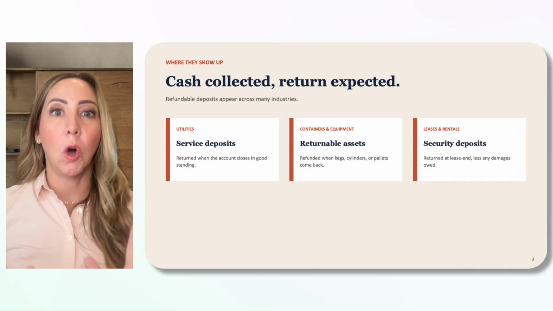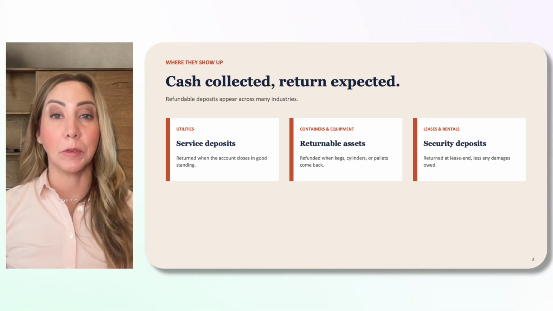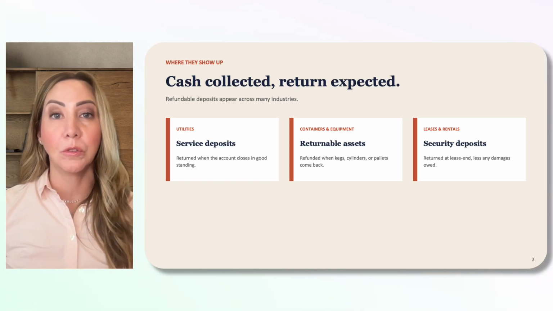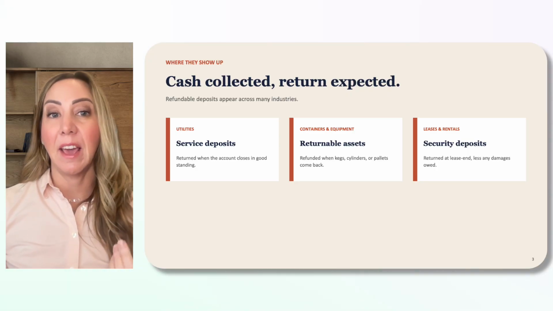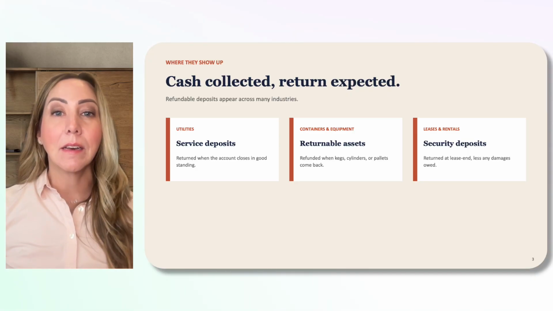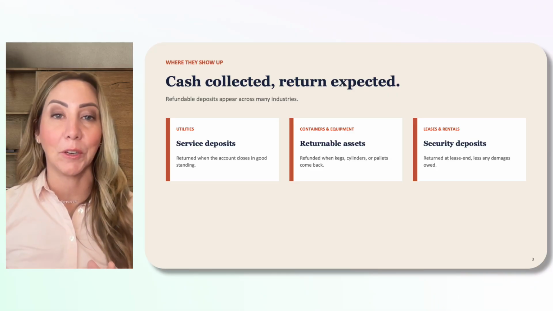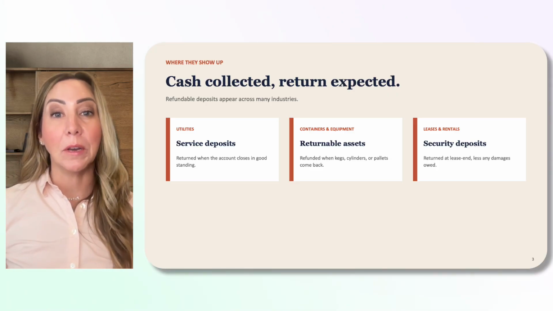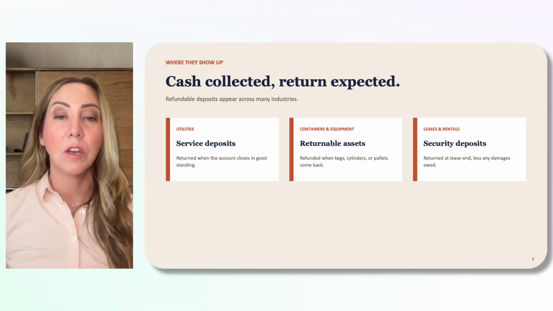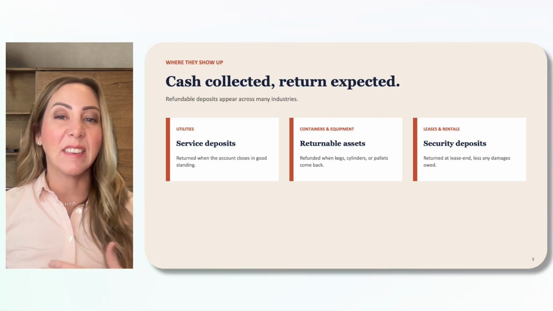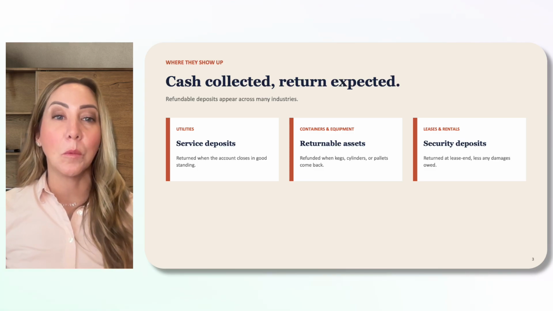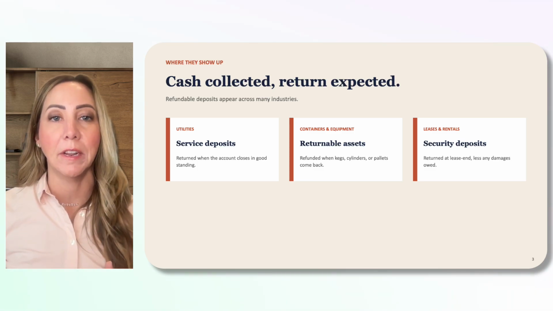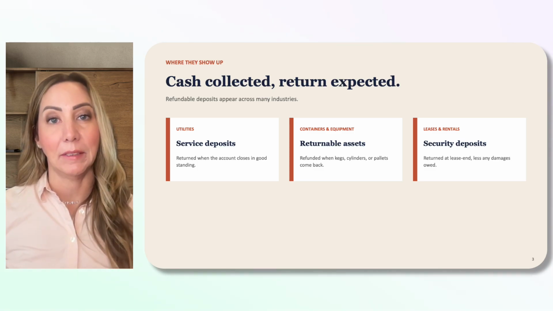Refundable deposits appear all over the economy. Utility companies often collect a service deposit from new customers, which they return when the account is closed in good standing. Companies that ship products in returnable containers, think kegs, gas cylinders, or pallets, collect a deposit that's refunded when the container comes back. And landlords and rental companies collect security deposits, which are returned at the end of the lease, less any amounts owed for damages. In each of these cases, the company is holding someone else's money with a promise to return it. That promise is what makes it a liability.